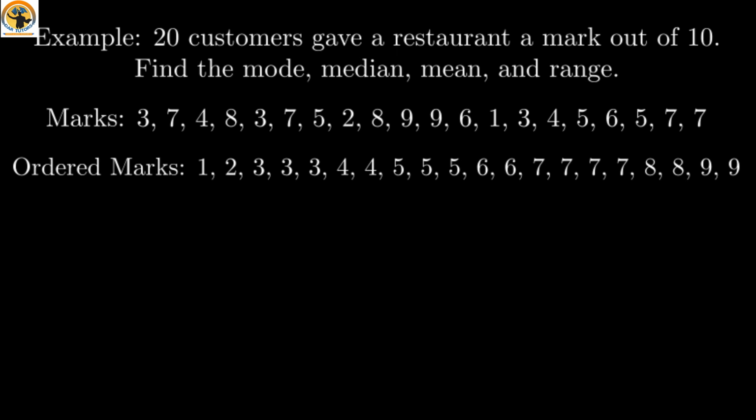First, let's find the mode. Remember, the mode is the most common value. Looking at our ordered list, we can see that the number 7 appears 4 times, which is more than any other number. So the modal mark is 7.